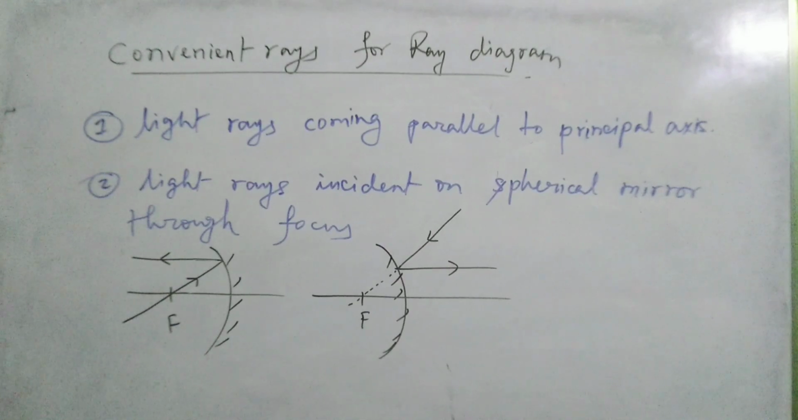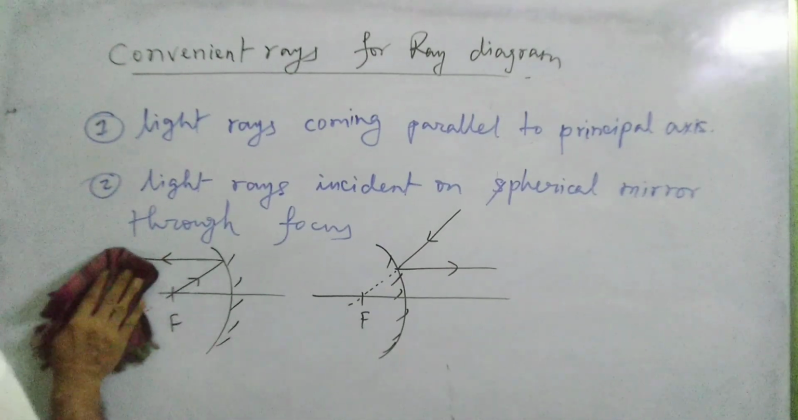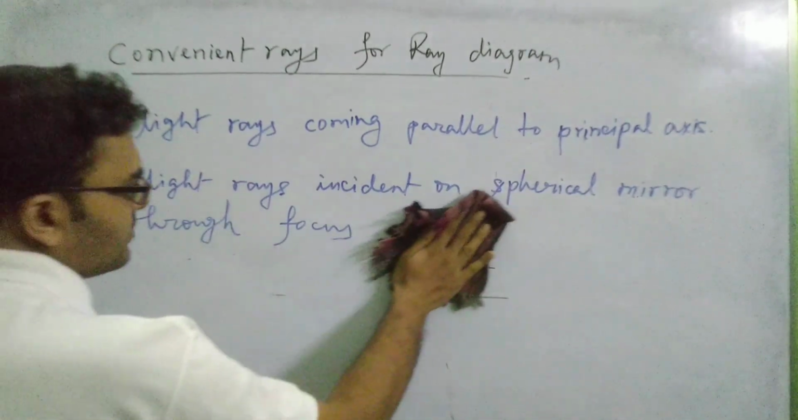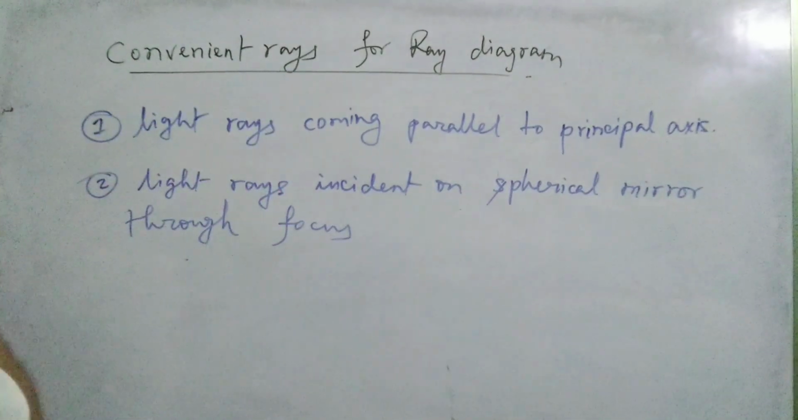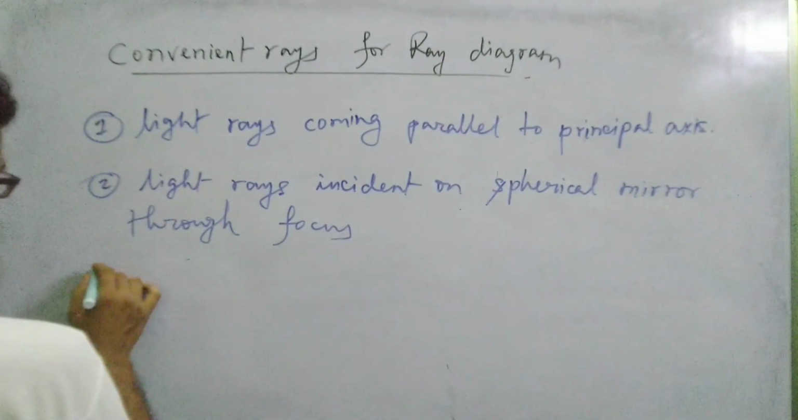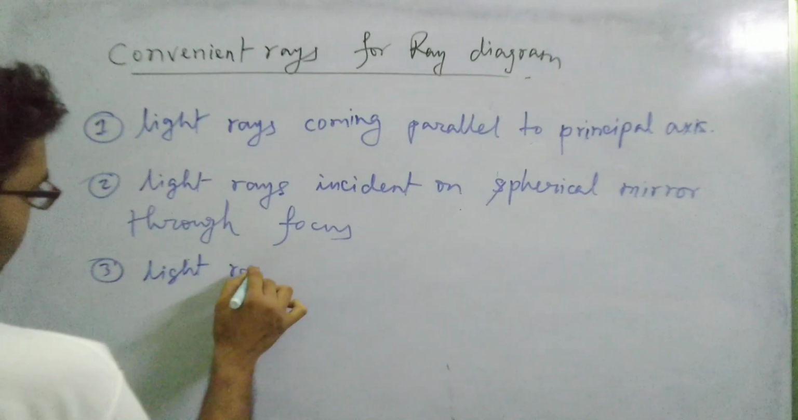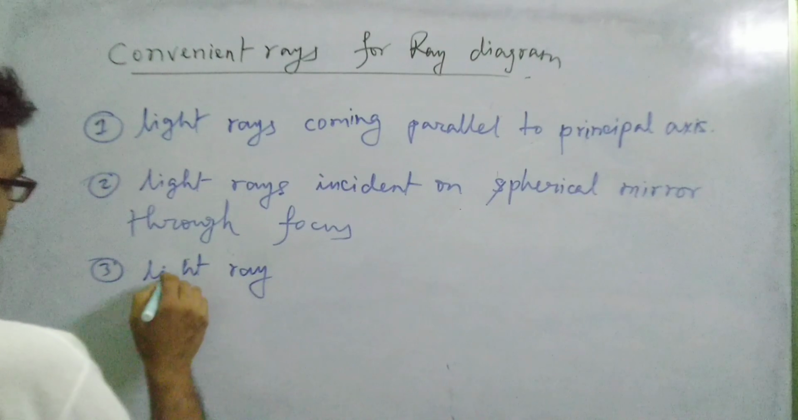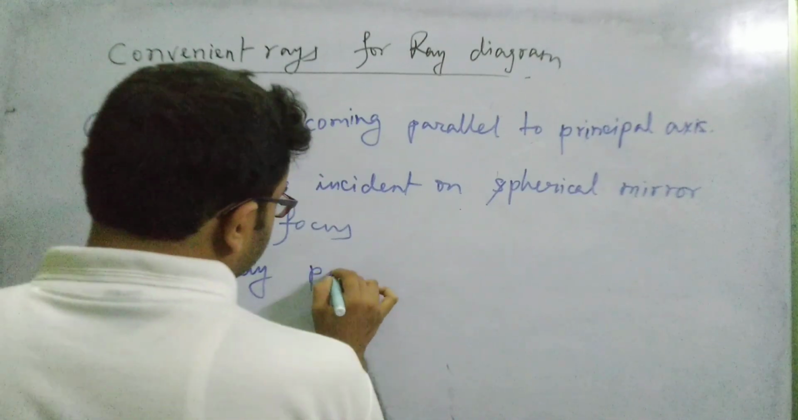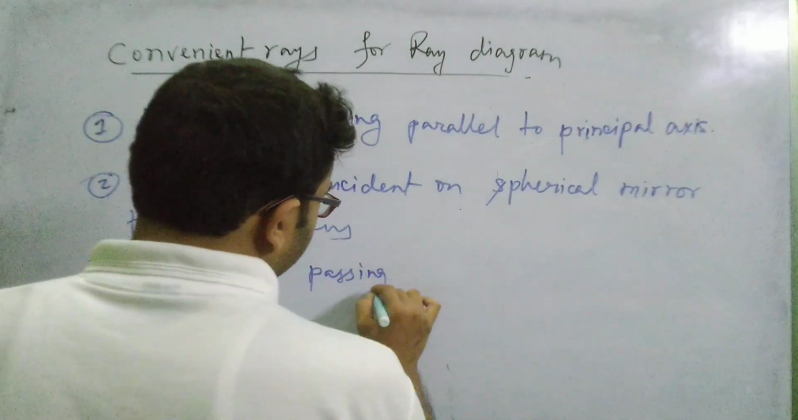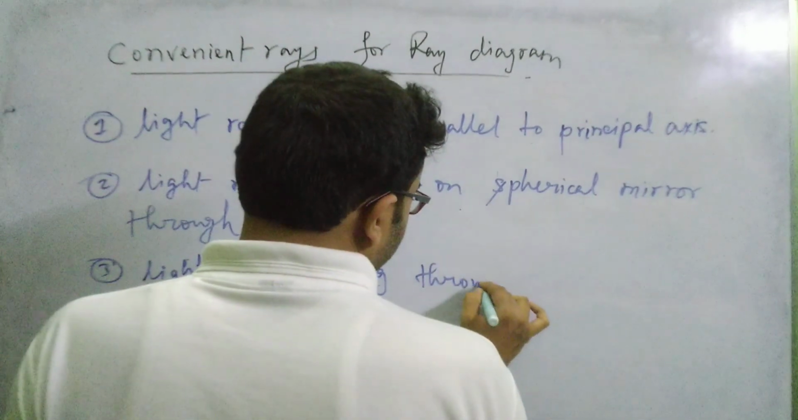Third convenient ray. What is the third convenient ray? So let us consider the third convenient ray. The third convenient ray is the light ray passing through the center of curvature.